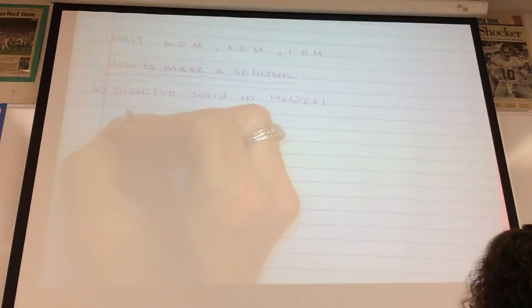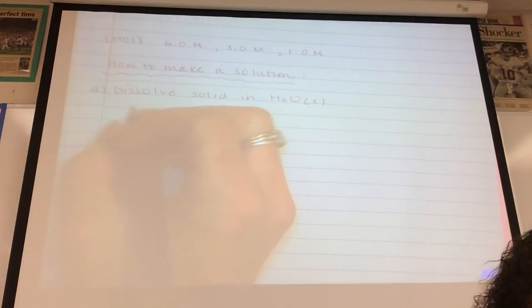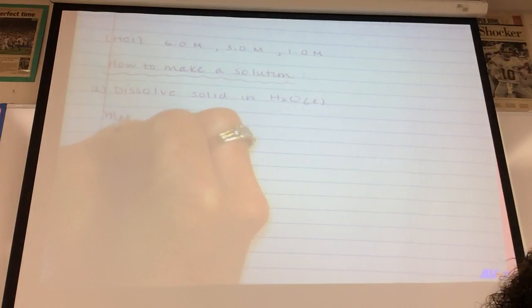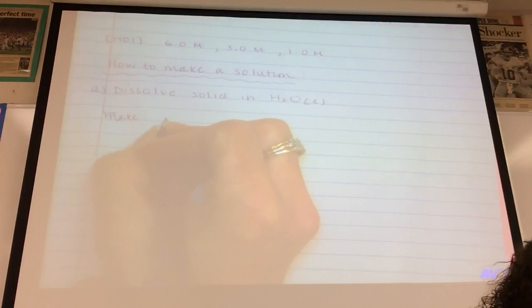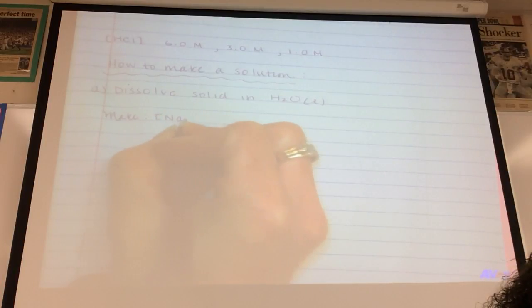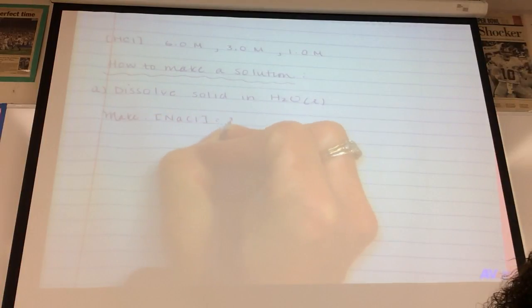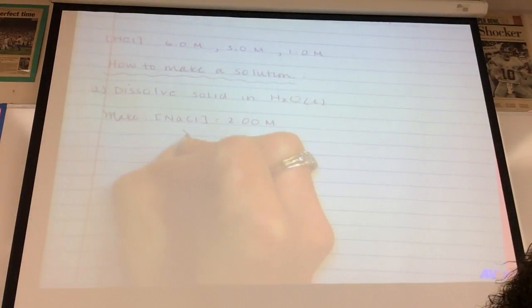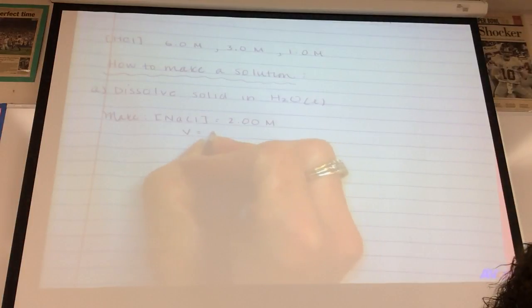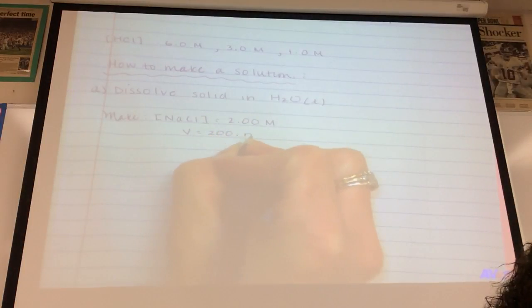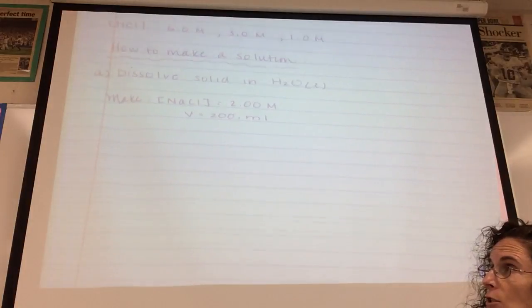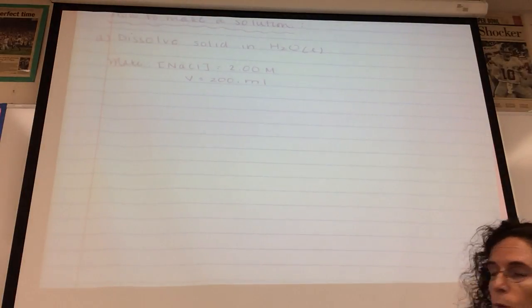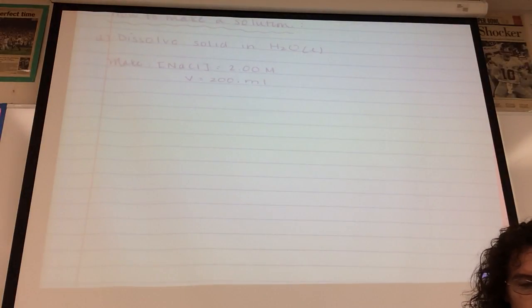In the example in your notes, a chemist needs to make a sodium chloride solution with a concentration of 2 molar, and the volume you wish to make is 200 mL. The question becomes, how do we make this? And this is something you're going to explore in the lab next week. How do we make this?